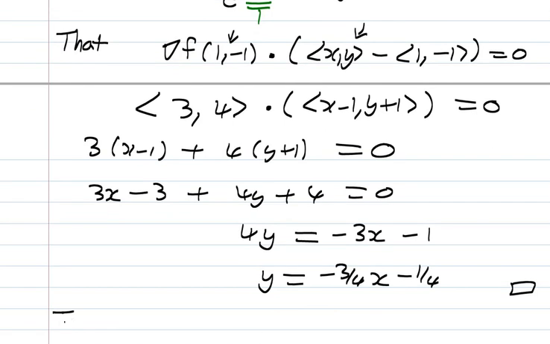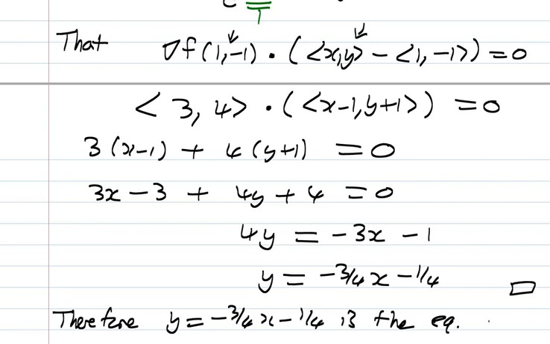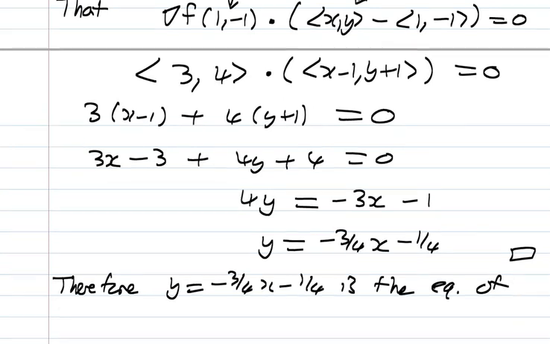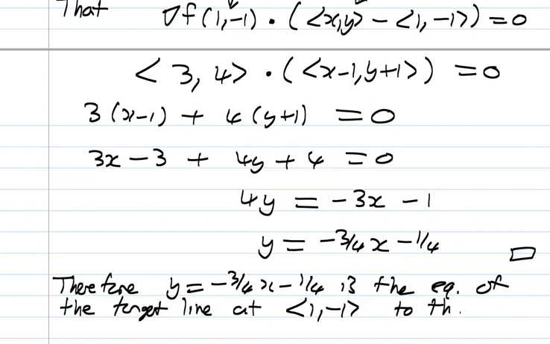And therefore, y is equal to -3/4 x - 1/4 is the equation of the tangent line at (1, -1) to this curve. So you can see, again, using directional derivatives and using grad f in 2D, we could find the equation of the tangent line to this curve at a specific point.